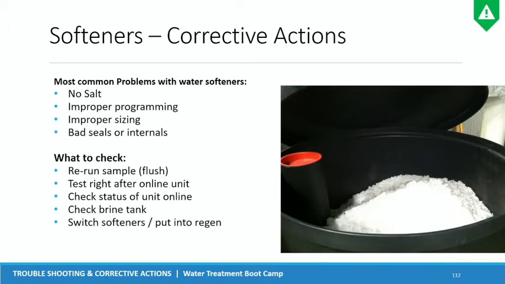Is the unit you're testing online? You don't want to test the unit that's offline. You want to make sure you test the unit that's online, right? So most of you are going to have either a twin alternating system, two tanks, right? This tank is on and it's running until it needs to be regenerated, and then this one comes on. You might have a triplex system, so you have three tanks. You can look and tell which softener is on. That's the one that you should be running your test on.